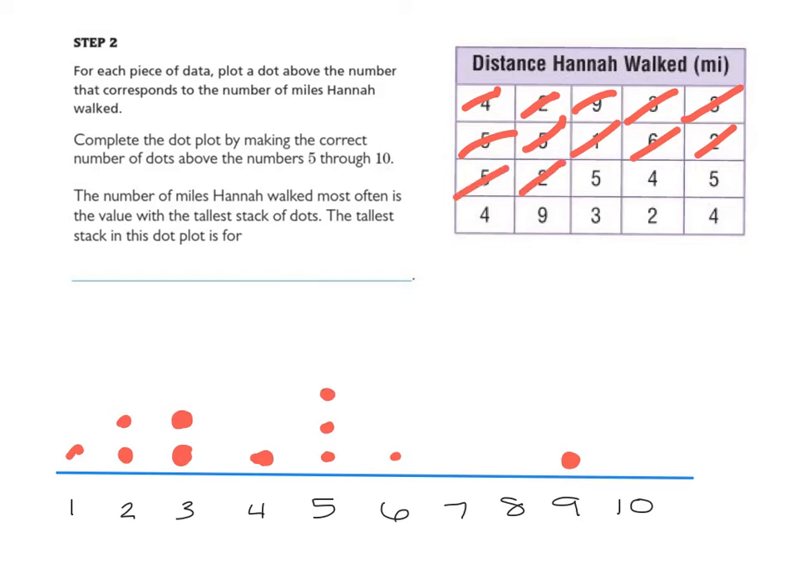Now remember, this is called a dot plot. Wow, look, she walked a lot of 5s. Couple of days of 9, 3, 2, and 4. Okay, so we completed the dot plot by making the correct number of dots above the numbers 5 through 10.